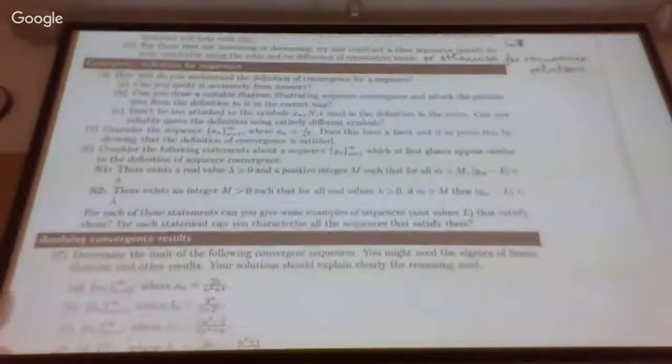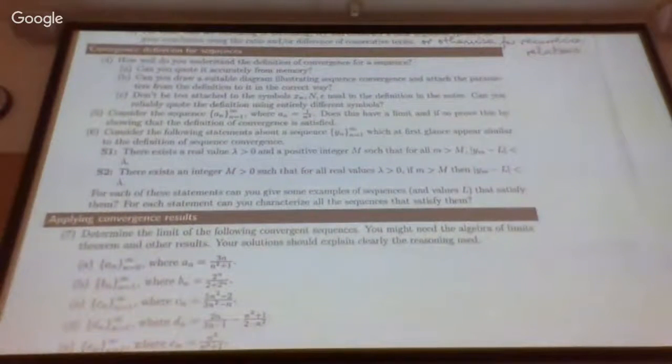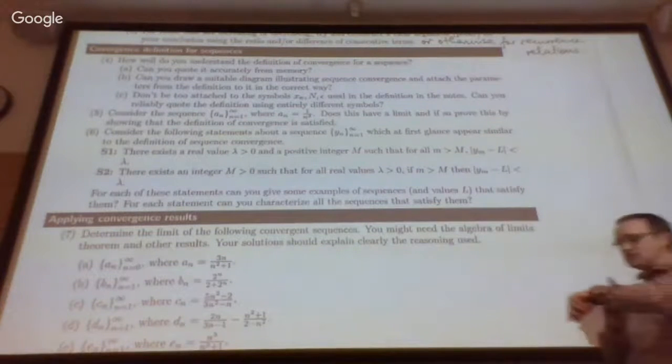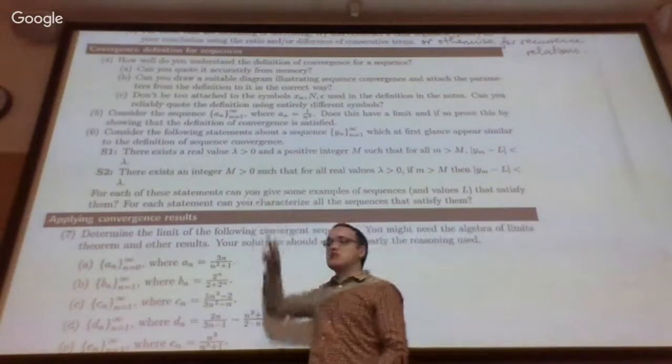Question 6 is an interesting kind of question. It's not a question that just has a number as an answer. It's again getting you to think very carefully about the definition of convergence and to interrogate your own understanding of it. The way I thought about question 6 is, I've got 2 statements here, S1 and S2.